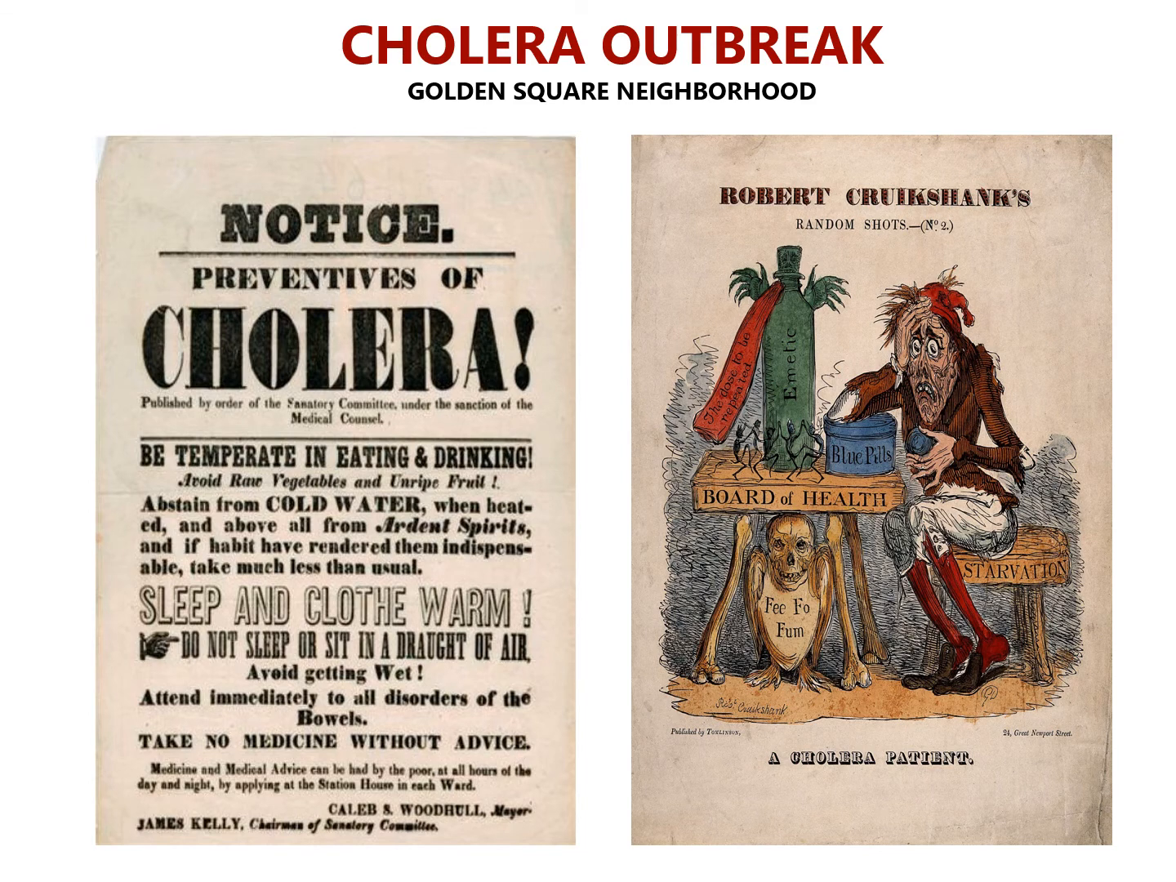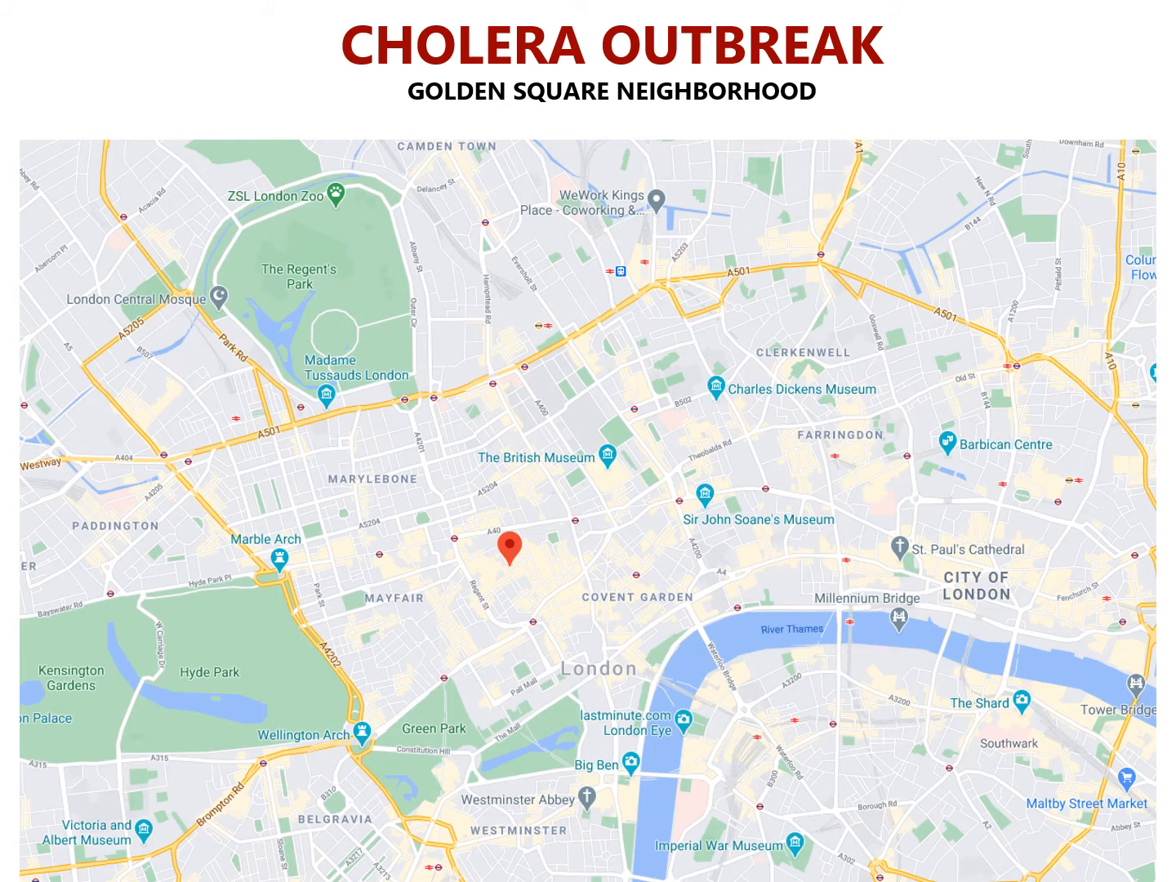But what happened was a cholera outbreak in 1854, and cholera wasn't uncommon, but this was a particularly bad outbreak that occurred in the Golden Square neighborhood of London. And if you're not familiar with the geography of London.